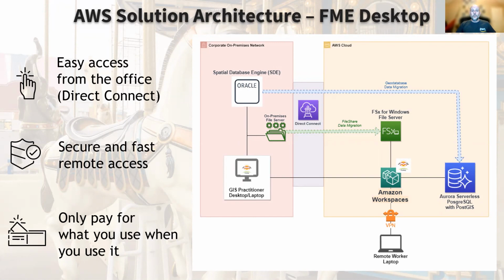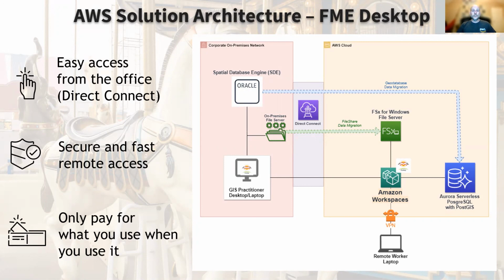So putting it all together, here's what the solution architecture looks like. On the left in the red box, that represents your corporate on-premises network. That's where your GIS practitioners would use their desktops or laptops to connect to spatial databases or file servers that contain geospatial data. Over on the right is the AWS cloud, and you can see we have Amazon Workspaces with FME Desktop installed, which can be accessed either from the corporate network through a secure direct connection or through a VPN where remote workers or contractors could connect and use Workspaces.